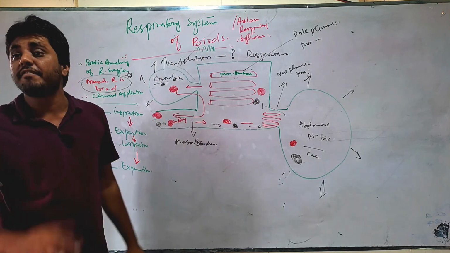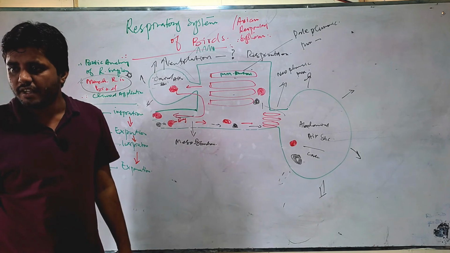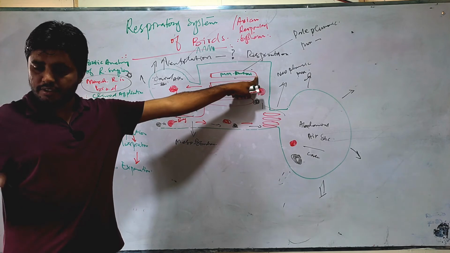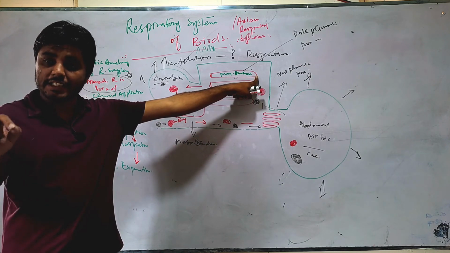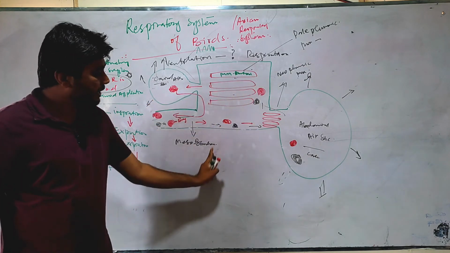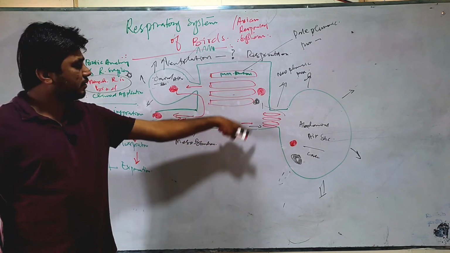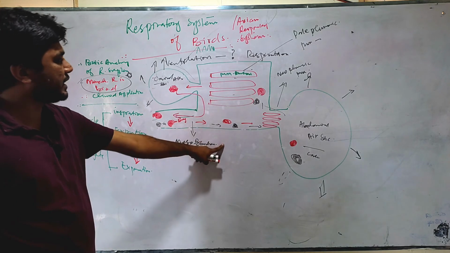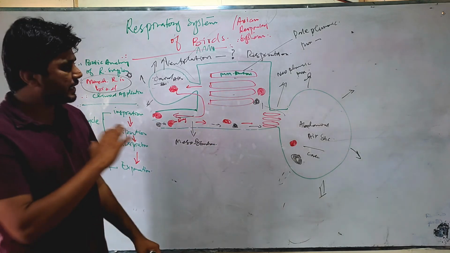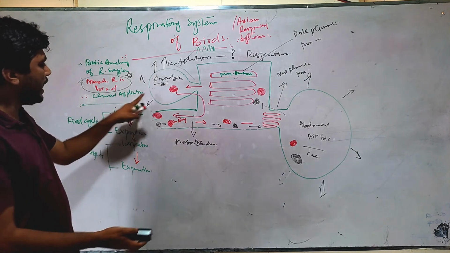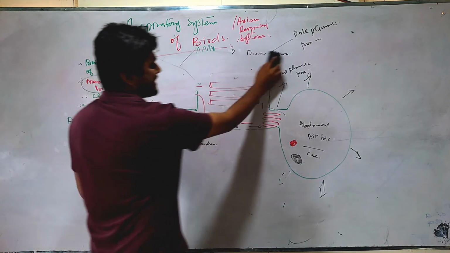This, in other sense, is the ventilation mechanism. Because we did not discuss how the gases exchange occurs. We just discussed the route of air. Clear? So this is very much different from the mammalian species. That's why we give a lot of stress. Any question? No. Finally, we will look into how gases exchange occurs.